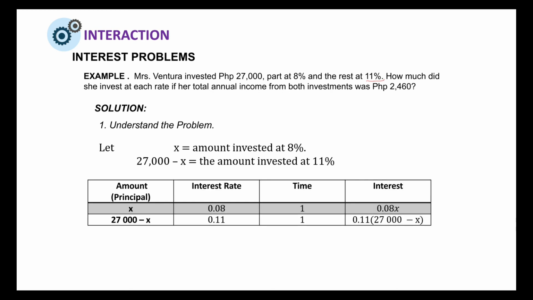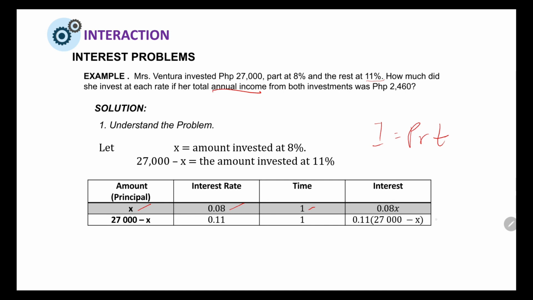Okay? So the table below will help us understand the problem. We have here the amount invested at 8%. We have X, and the interest rate is 0.08, and T is 1 because it says here it's annual income. And remember the formula, I is equal to P times R times T. So we have X times 0.08 times 1 is equal to 0.08x.